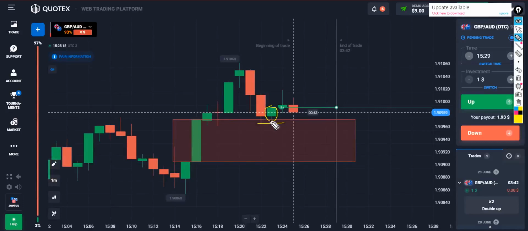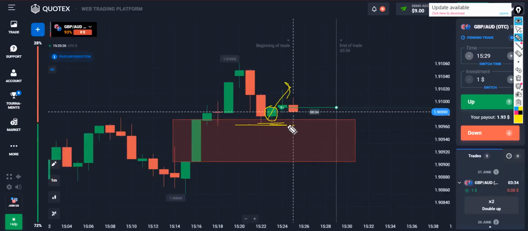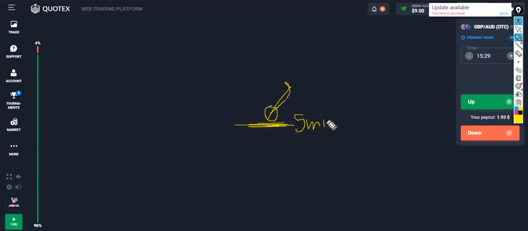If the market gives you a green candle right here, it means that the market wants to go up, because the liquidity that was here is already swept, right? So now the market will go up. That's why I took a 5-minute trade for up.